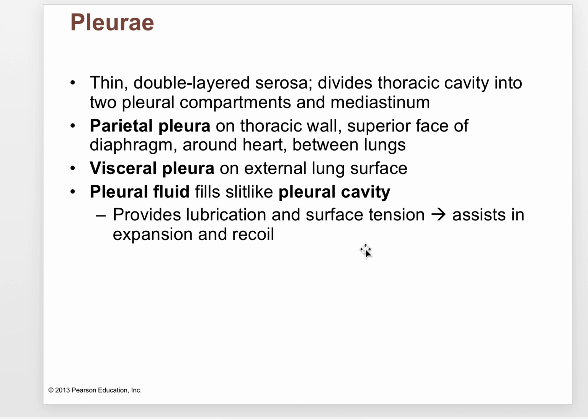We've talked about this already, but the parietal pleura is the part of the pleura on the border of the thoracic wall. Of course, the visceral pleura lines the lung itself. The pleural fluid fills the pleural cavity and provides lubrication and surface tension, and helps the lungs expand and recoil.